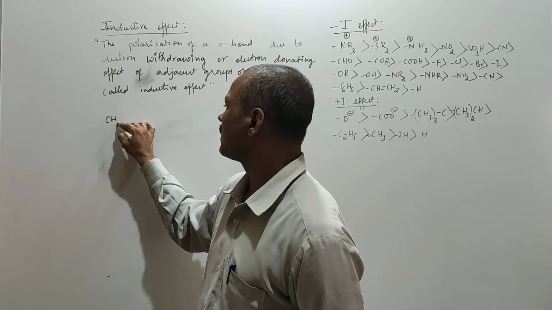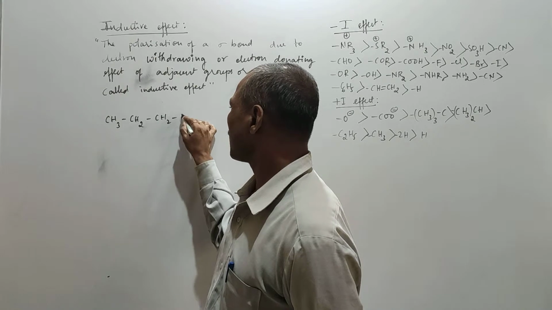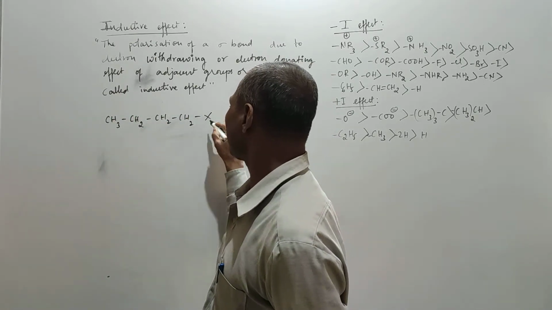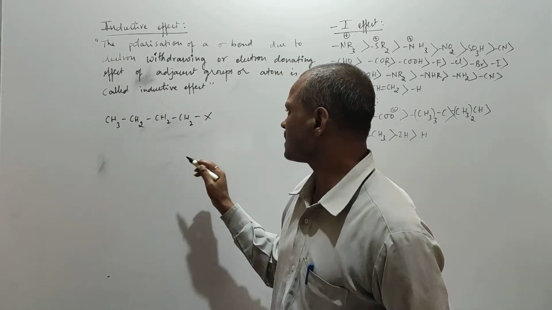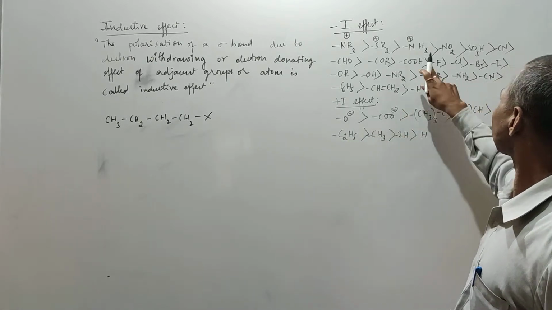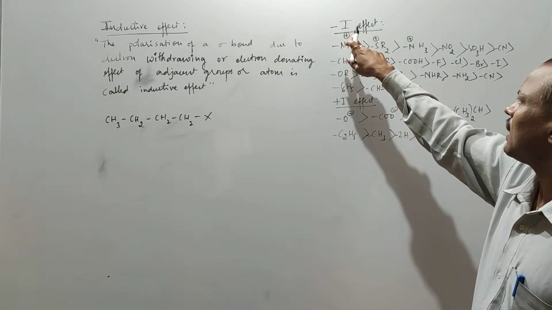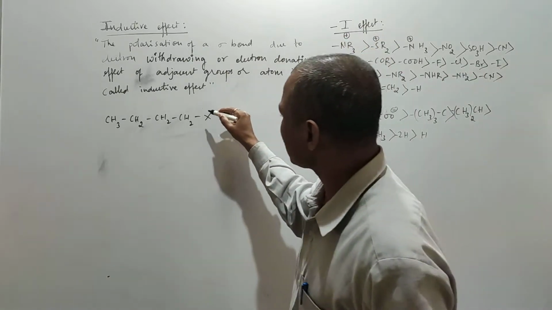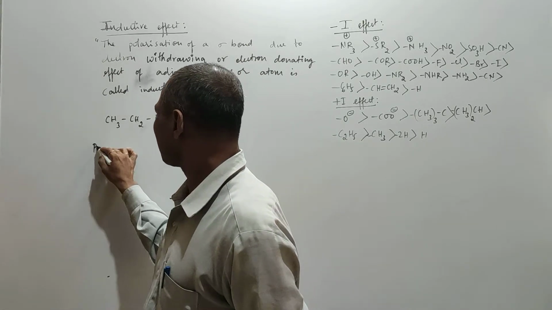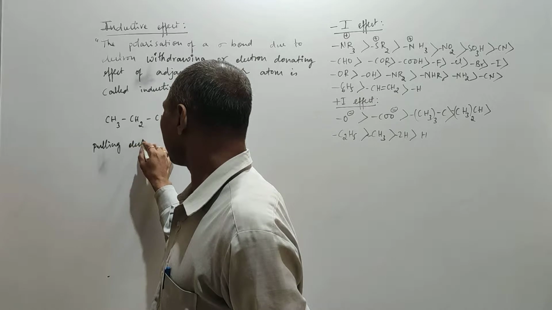For example, the compound can be of any length. If this is a halogen, what happens? As I said, the halogens have a minus effect. Minus effect means it pulls the electrons. These are electron-pulling groups.